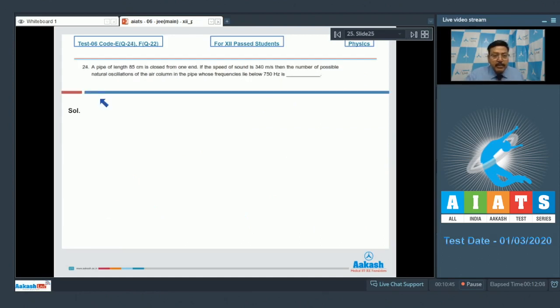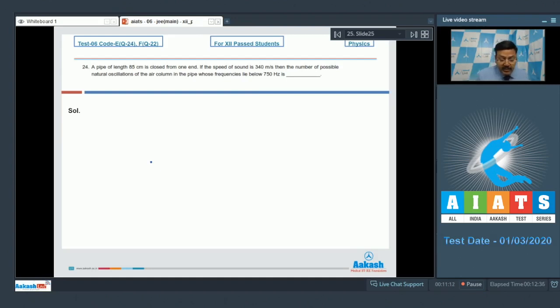Question 24 says a pipe of length 85 cm is closed from one end. If the speed of sound is 340 meter per second, then the number of possible natural oscillations of the air column in the pipe whose frequencies lie below 750 Hz is. So the question is based on oscillations of air column in organ pipe, and in this particular case we have a pipe which is closed at one end and open at the other end.